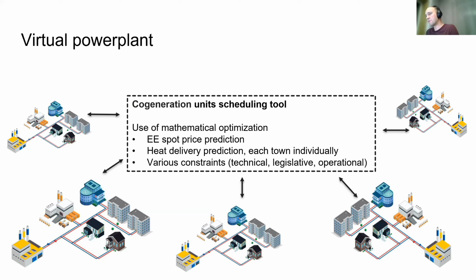And the goal is to maximize the monetary profit from operating these CHP units according to electrical energy spot prices prediction. And you need to take into account also the heat delivery prediction for each town individually, and also various constraints, like technical, legislative, operational. Some CHP units cannot run during the night, and so on.